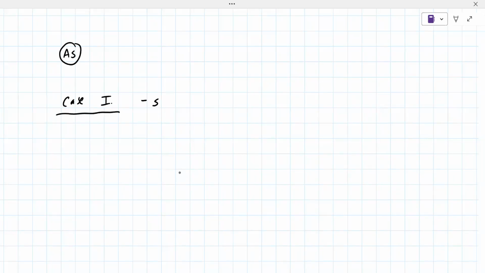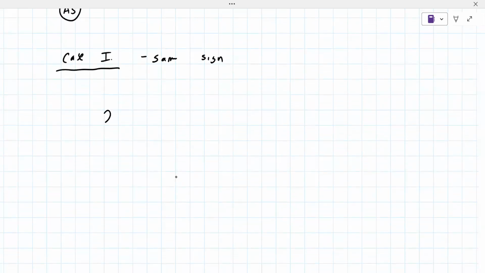So case 1 is same sign. And you're going to say, I already know this. And I know you know this, but we're going to just talk about what that means. What is 2 plus 3? 2 plus 3 is 5. Yes, it's 5, right? Everyone knows it's 5. Why though? Why is it 5? Well, they're both positive. That's what I mean by same sign. +2, +3, they're both positive.